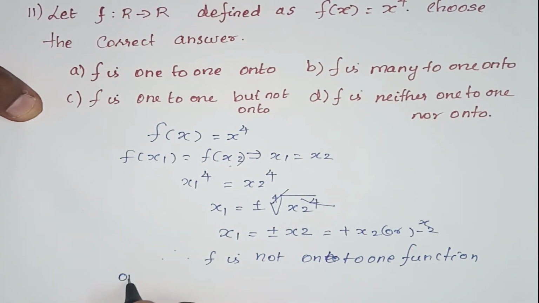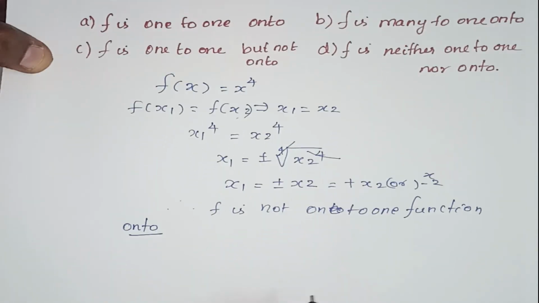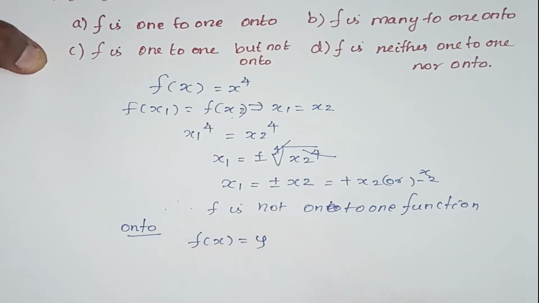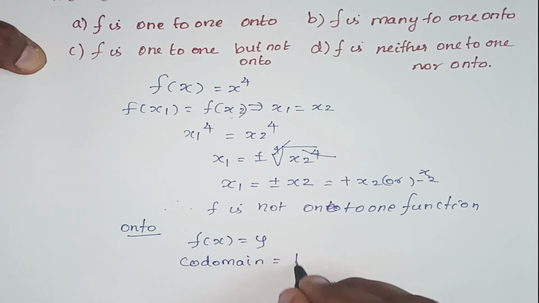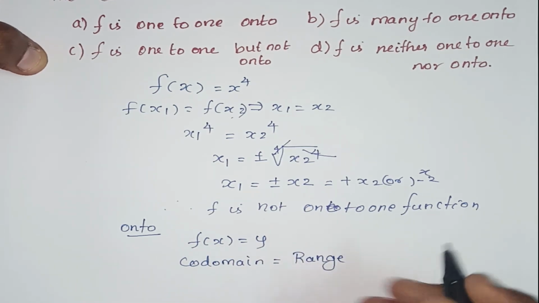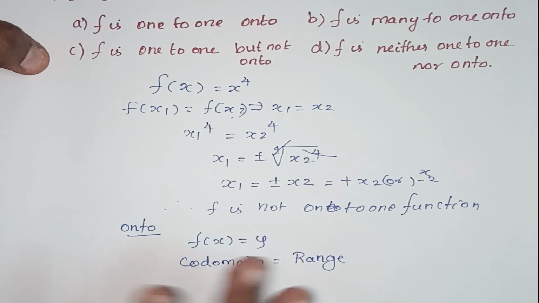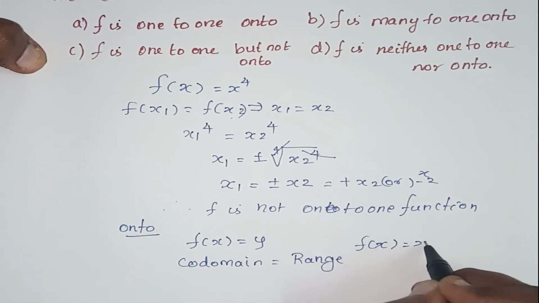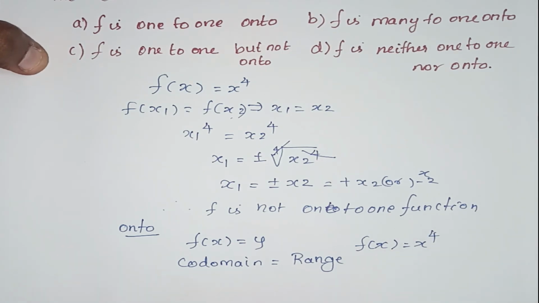Next we need to check onto. For onto, we need to prove that f of x is equal to y, that is nothing but codomain is equal to range. We need to prove codomain is equal to range, right? So the function given is f of x is x power 4. First we need to check whether we are able to find the range of this function.